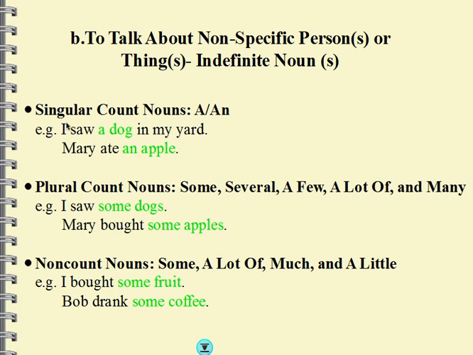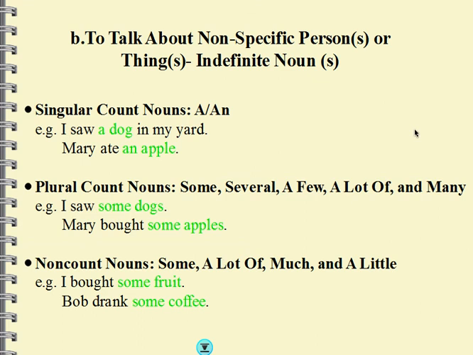Second category, to talk about a non-specific person or thing, in other words, an indefinite noun. When I have singular count nouns, I can use the article a or an. Example, I saw a dog in my yard. Mary ate an apple. When I have plural count nouns, I can use some, several, a few, a lot of, and many. Example, I saw some dogs. Mary bought some apples. When I have non-count nouns, some, a lot of, much, and a little can be used. Example, I bought some fruit.